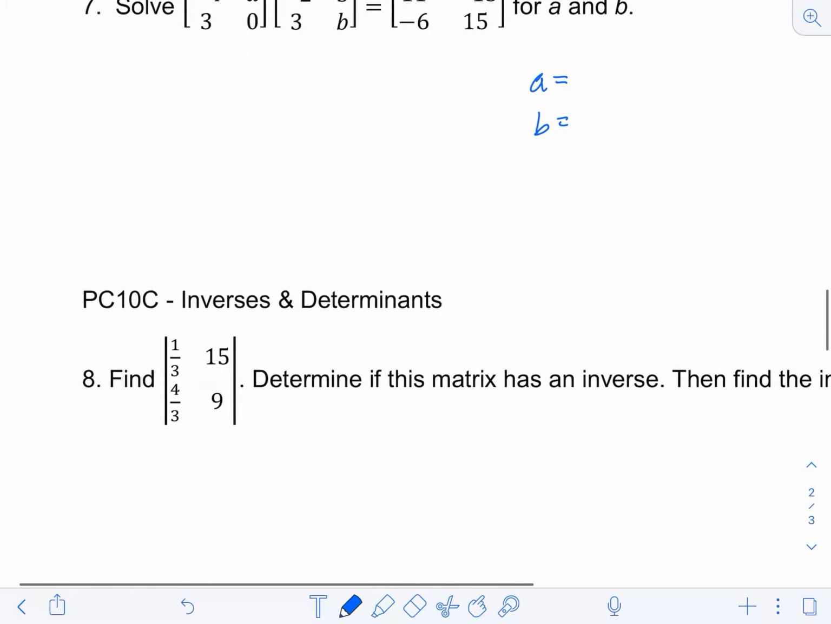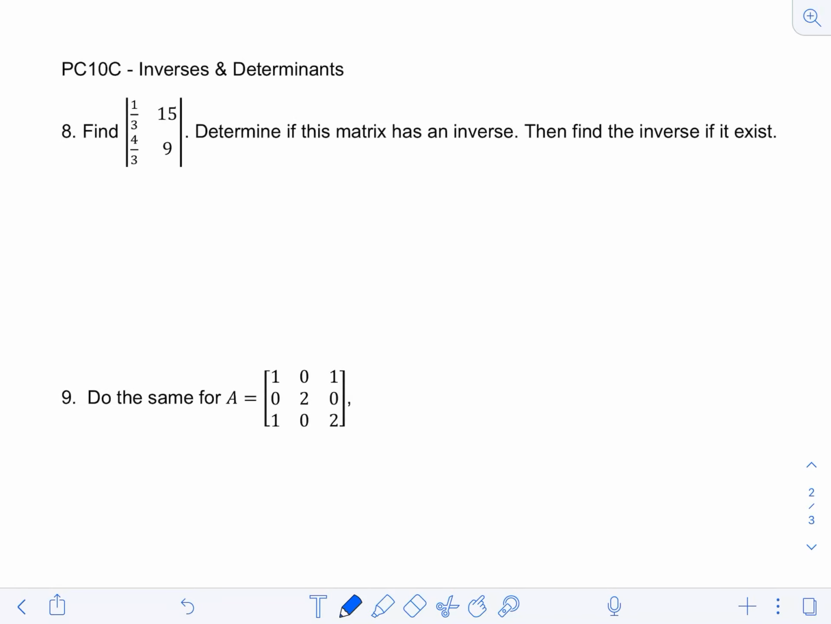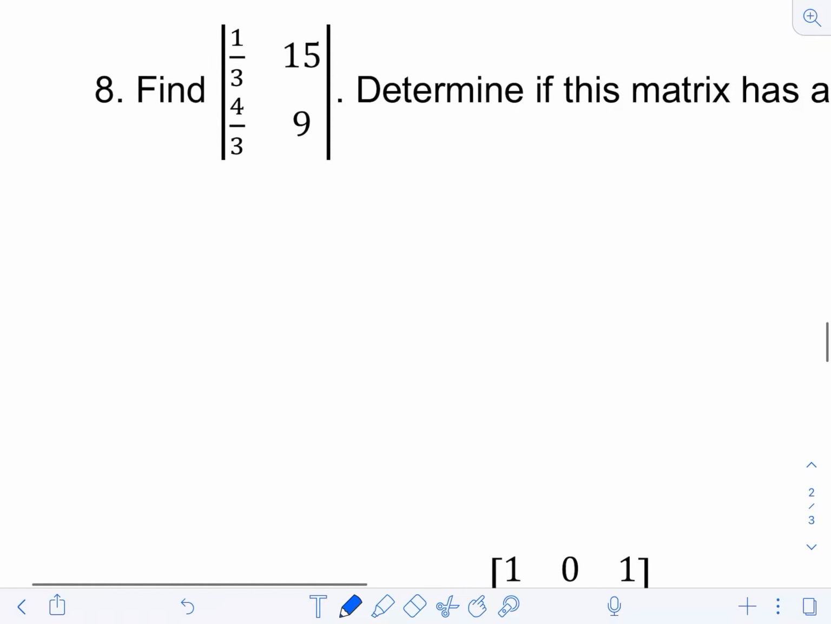All right, and then we go on to inverses and determinants. If you remember, a determinant helps determine some things about the matrix. If the determinant is 0, then the matrix does not have an inverse. But if it's not 0, the matrix does have an inverse. And for problem number 8, I am going to go through this whole problem real quick. First, it says find the determinant of that matrix.